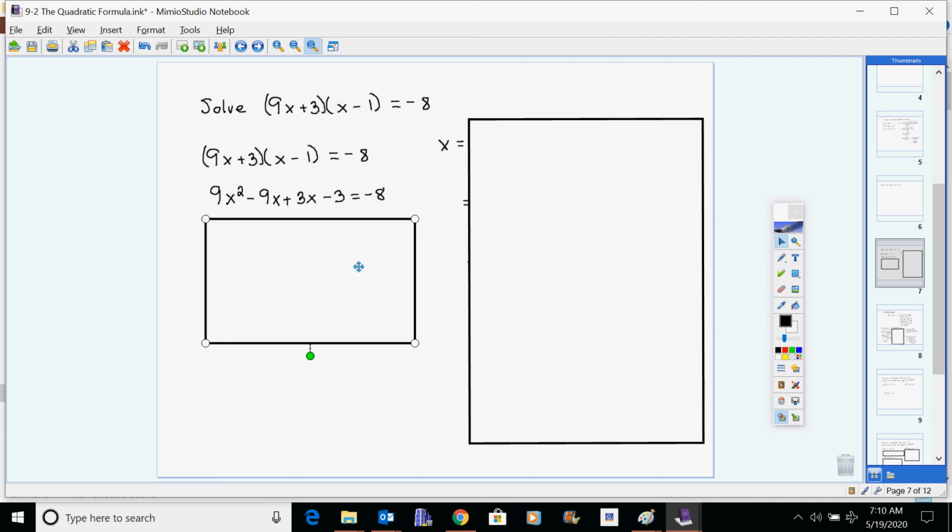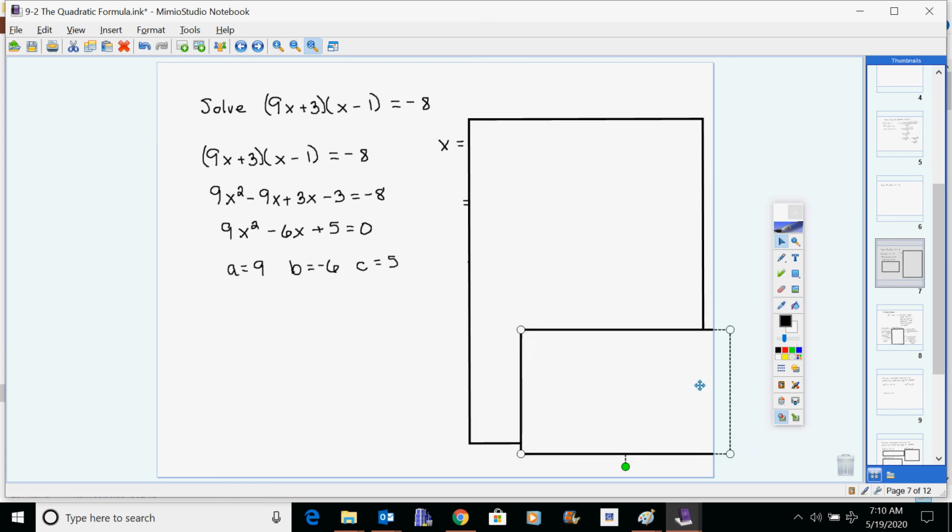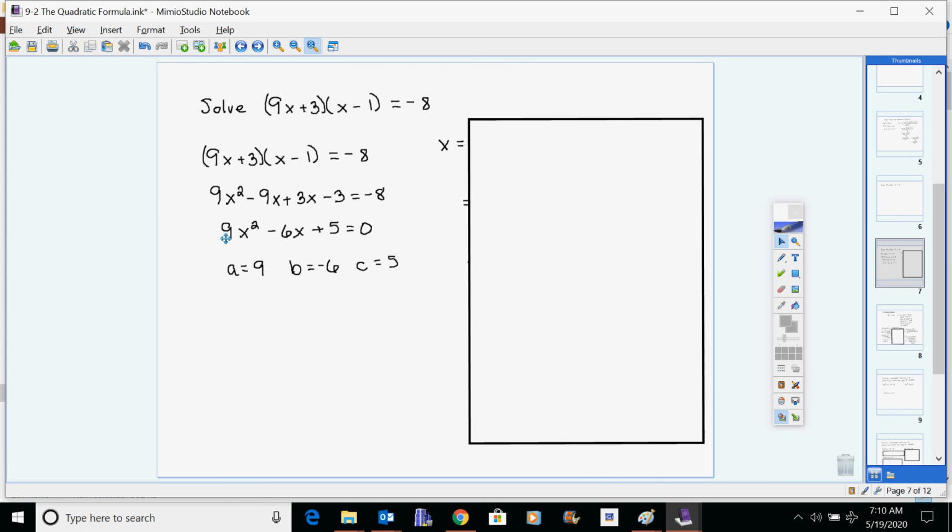Then, of course, you know that you need to combine your like terms. But it's not just combining the like terms. We then have to add the 8 to both sides. So this is what happened. Here's our combined like terms, give us a negative 6. But when I add 8 to both sides, I get a 5. Factoring doesn't work nicely for that, so we're going to resort to the quadratic formula, A, B, C, and then plug in.